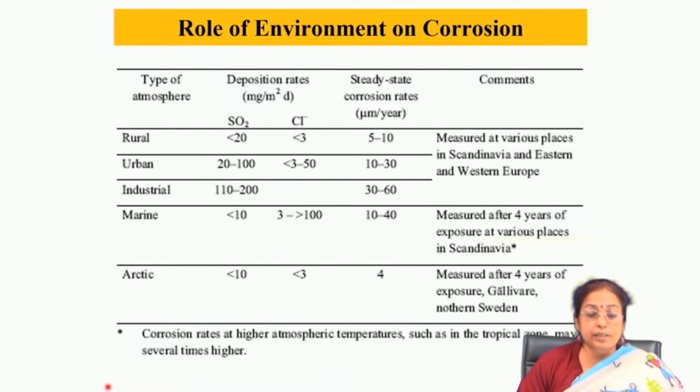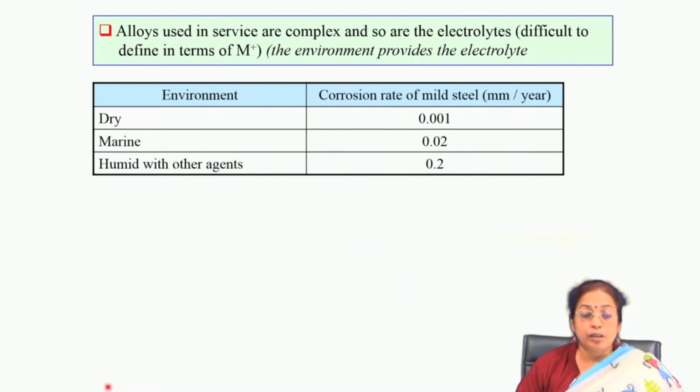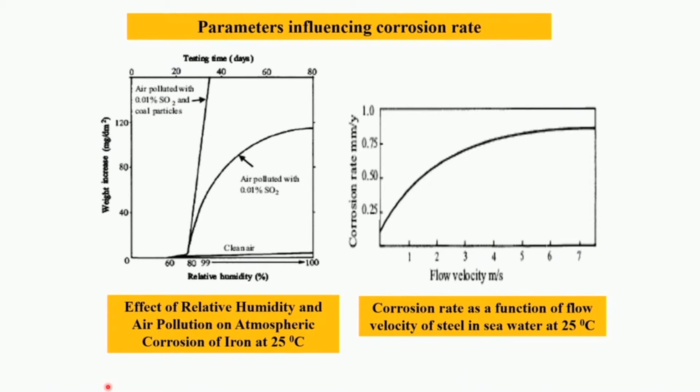So, the actual corrosion rate in practice depends on where you are exposing the component, in which environment, what the composition of the environment is, and other factors too. Again, this is the measure of the corrosion rate in different environments. In the case of steel, in a dry environment it is quite low, in a marine environment it is quite high, and in humid regions with a lot of sulfur dioxide and chloride, the corrosion rate is maximum. Usually the parameters which influence the corrosion rate include relative humidity. As you go on increasing the relative humidity, usually the corrosion rate increases.